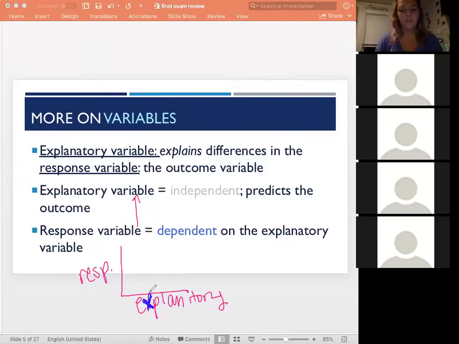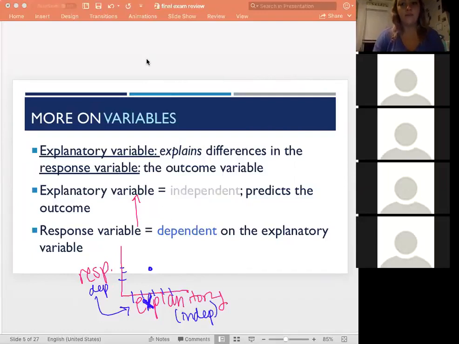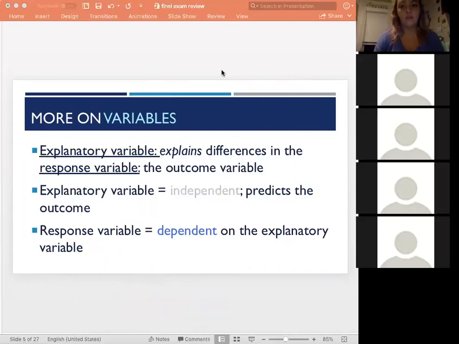If you think about it, whatever happens down here on the x-axis, whenever you're plotting points, you figure out where it is on the x-axis, and then depending on where that is, that'll decide where it is on the y-axis and what the response would be. So remember, this is dependent upon the explanatory variable, which is independent. So yeah, variables, they're variable.